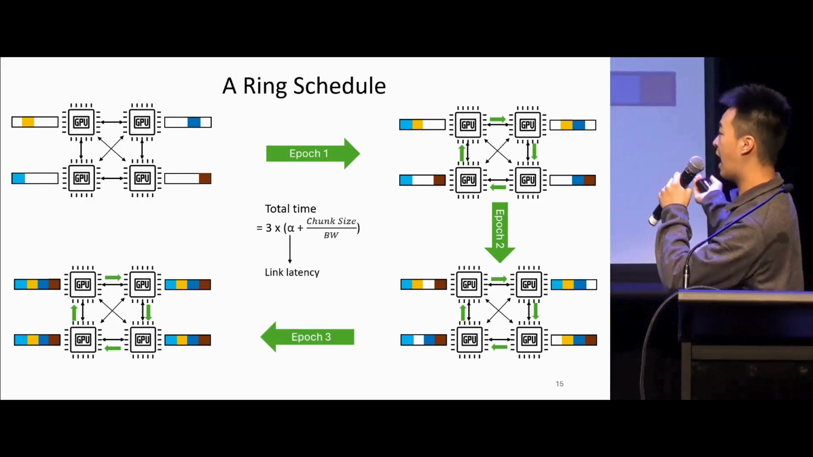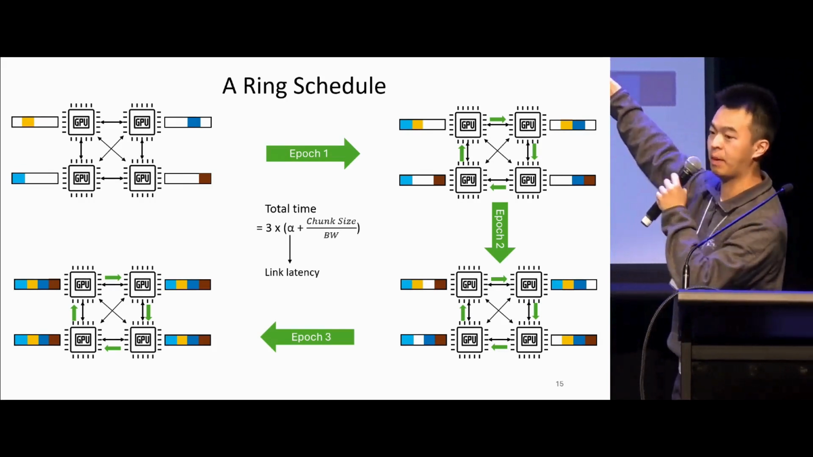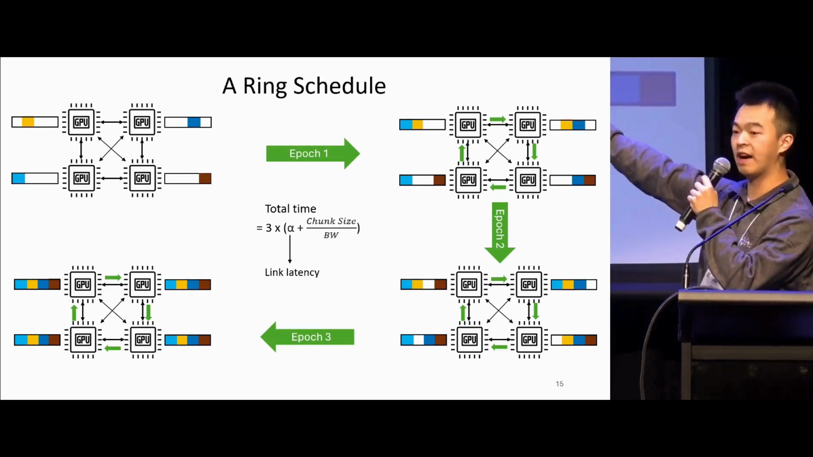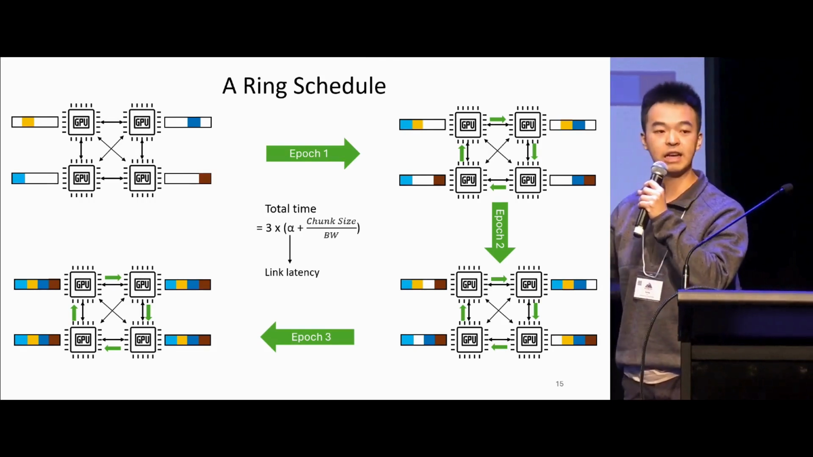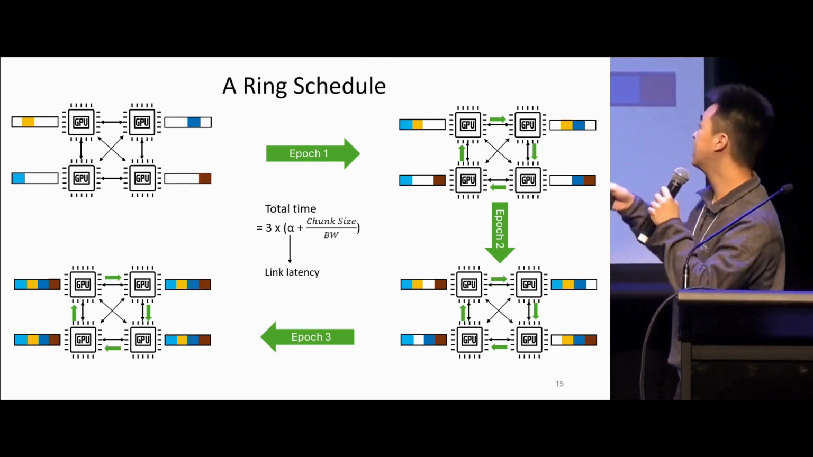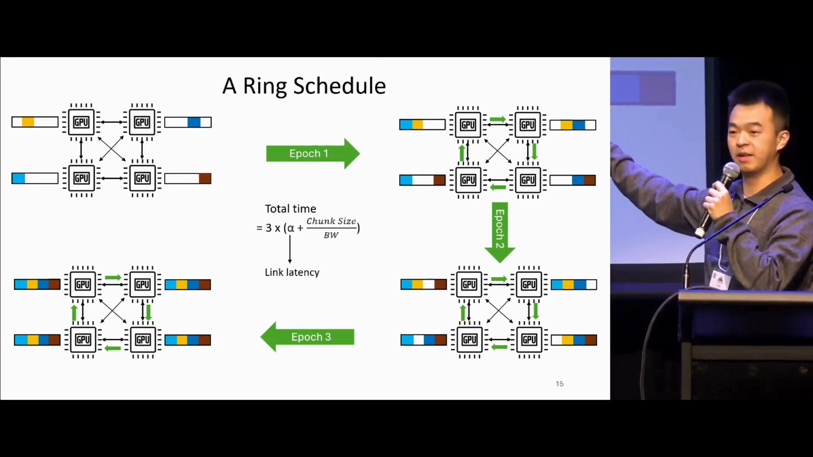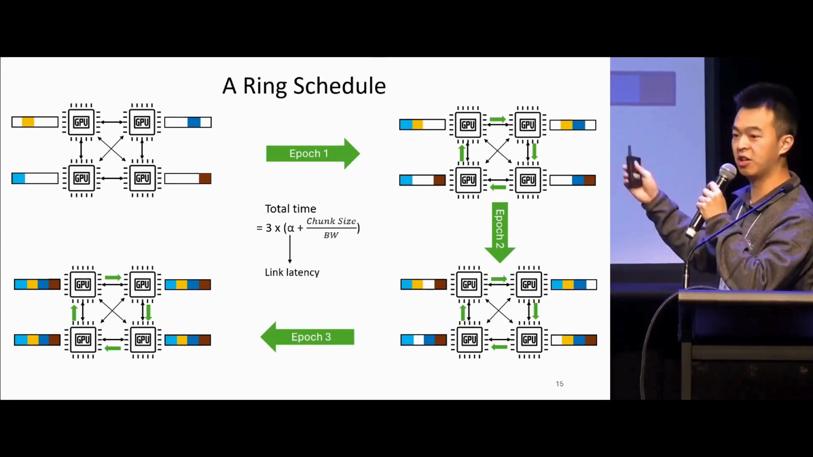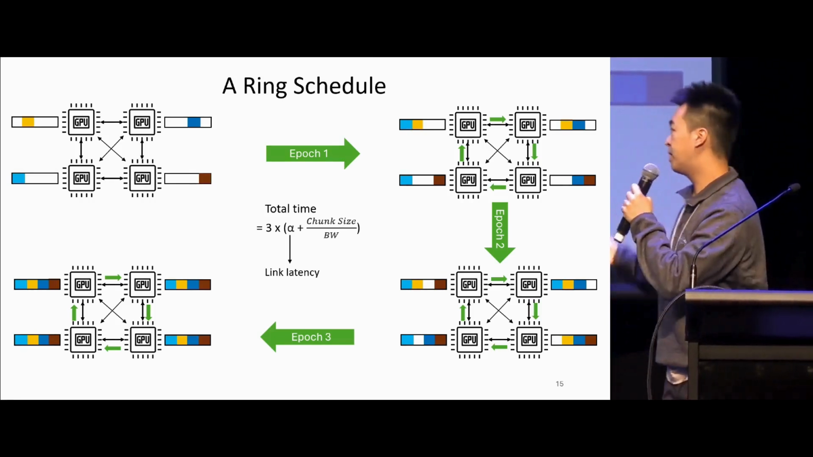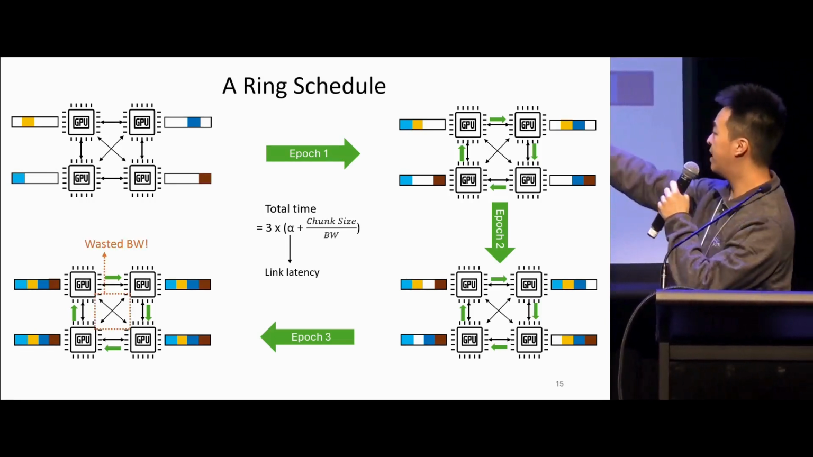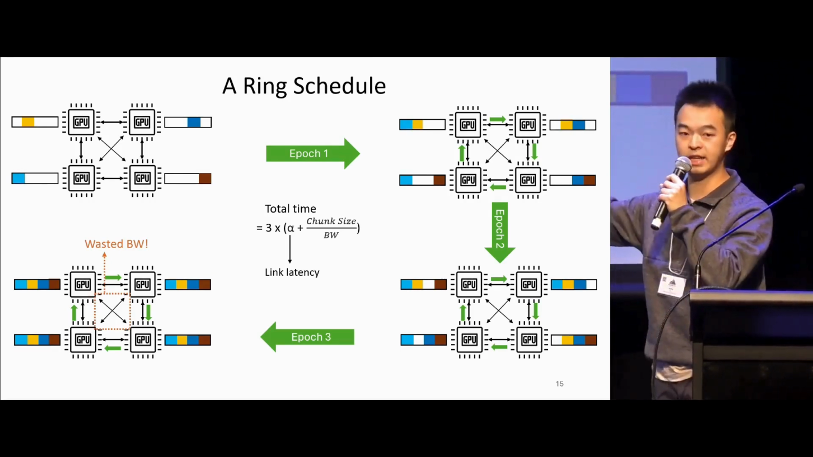And the total time it takes is 3 times alpha plus chunk size divided by bandwidth. This little alpha is link latency. So it's a very important aspect in our later modeling, especially when chunk size is small. So I'd say this is a very elegant schedule. There is no problem like congestion or dependency conflicts. But the problem is some links in this topology are not used at all. So there's wasted bandwidth right here.